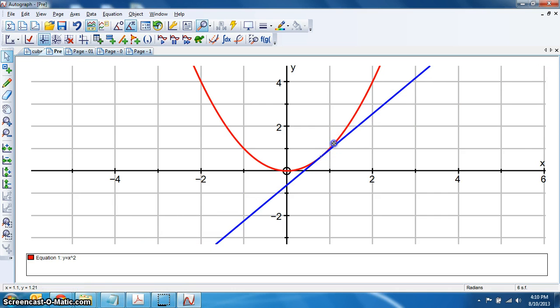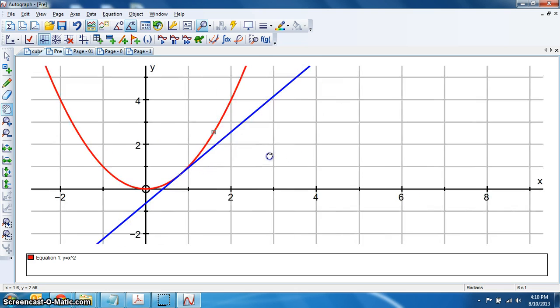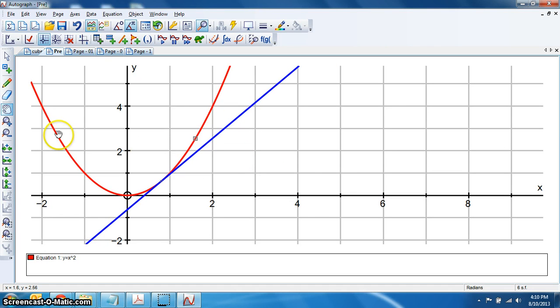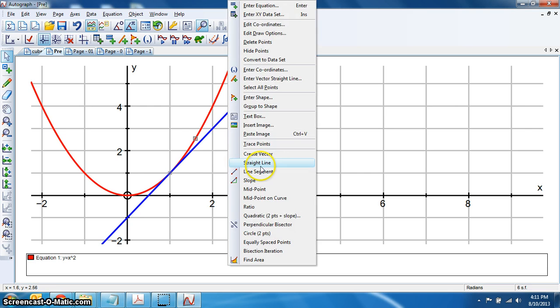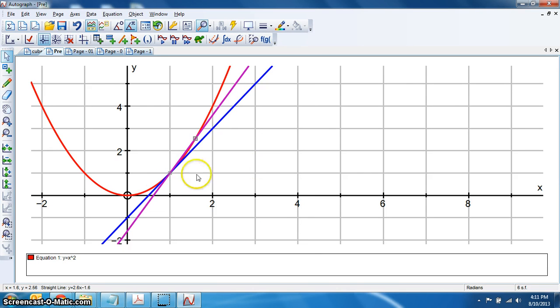Okay, now we're ready for a more rigorous definition of the derivative. So let me move this over. Now suppose that I have a point which I call P, and let P be at 1, and a point which I call Q. And what if I draw a line connecting those 2 points, P and Q?